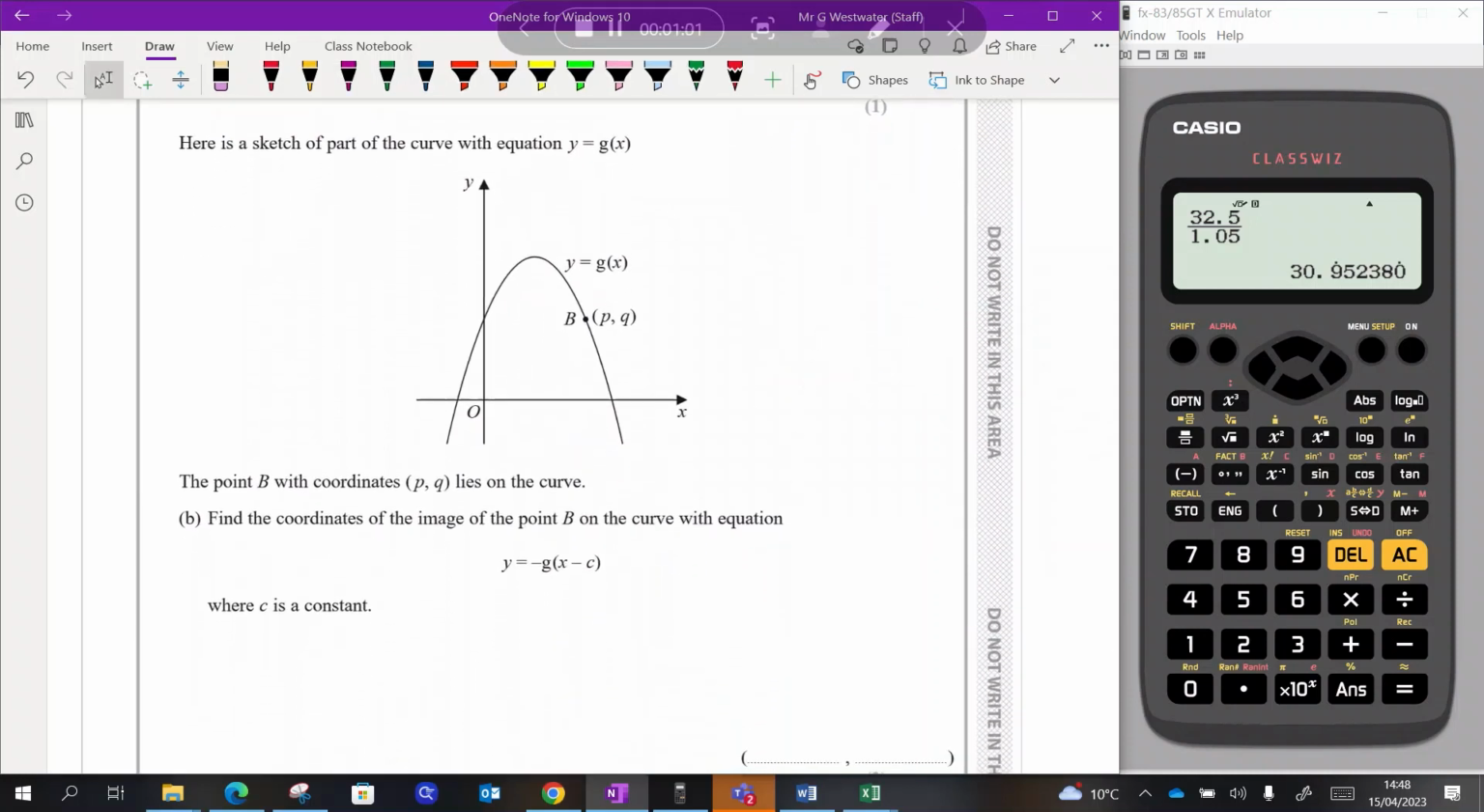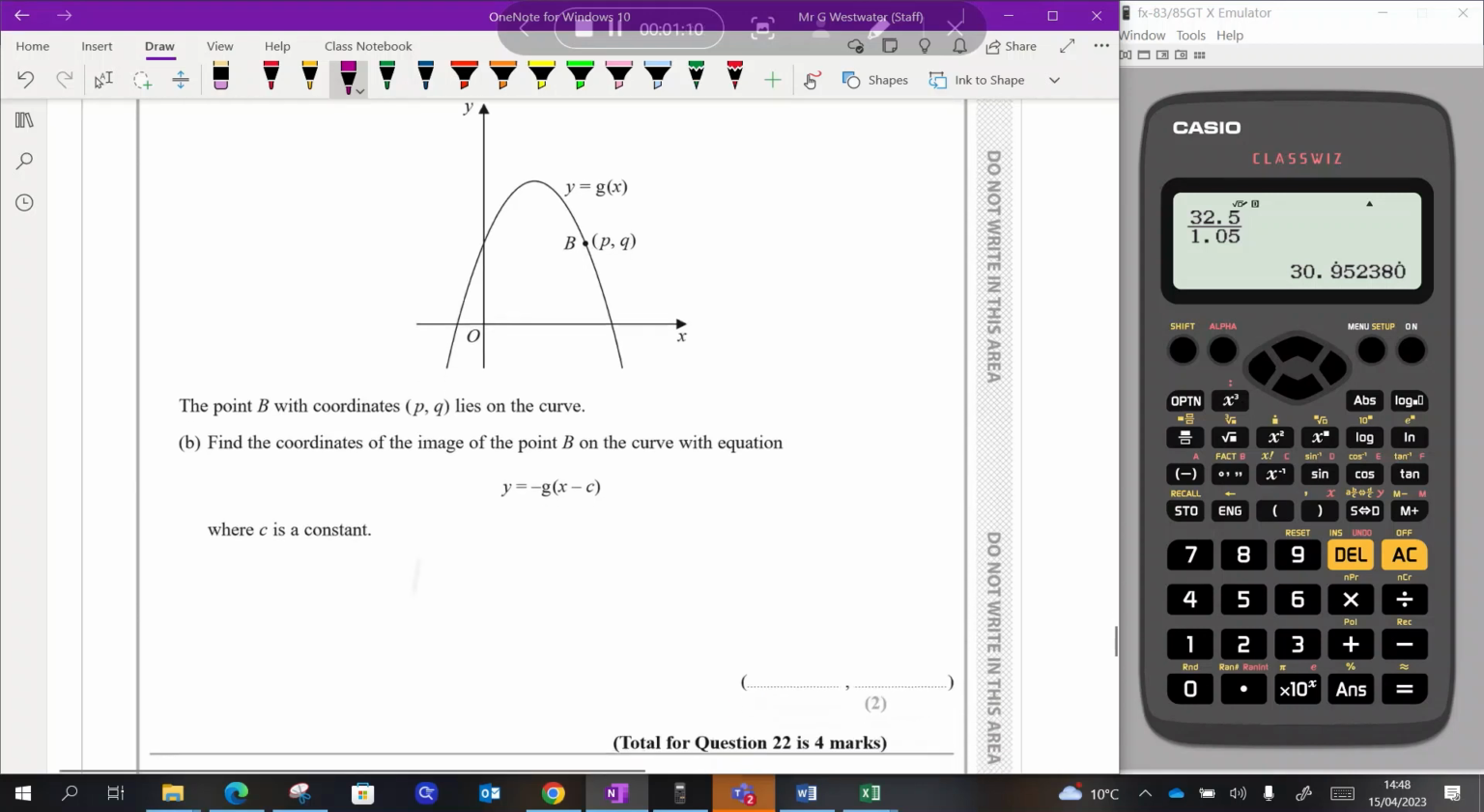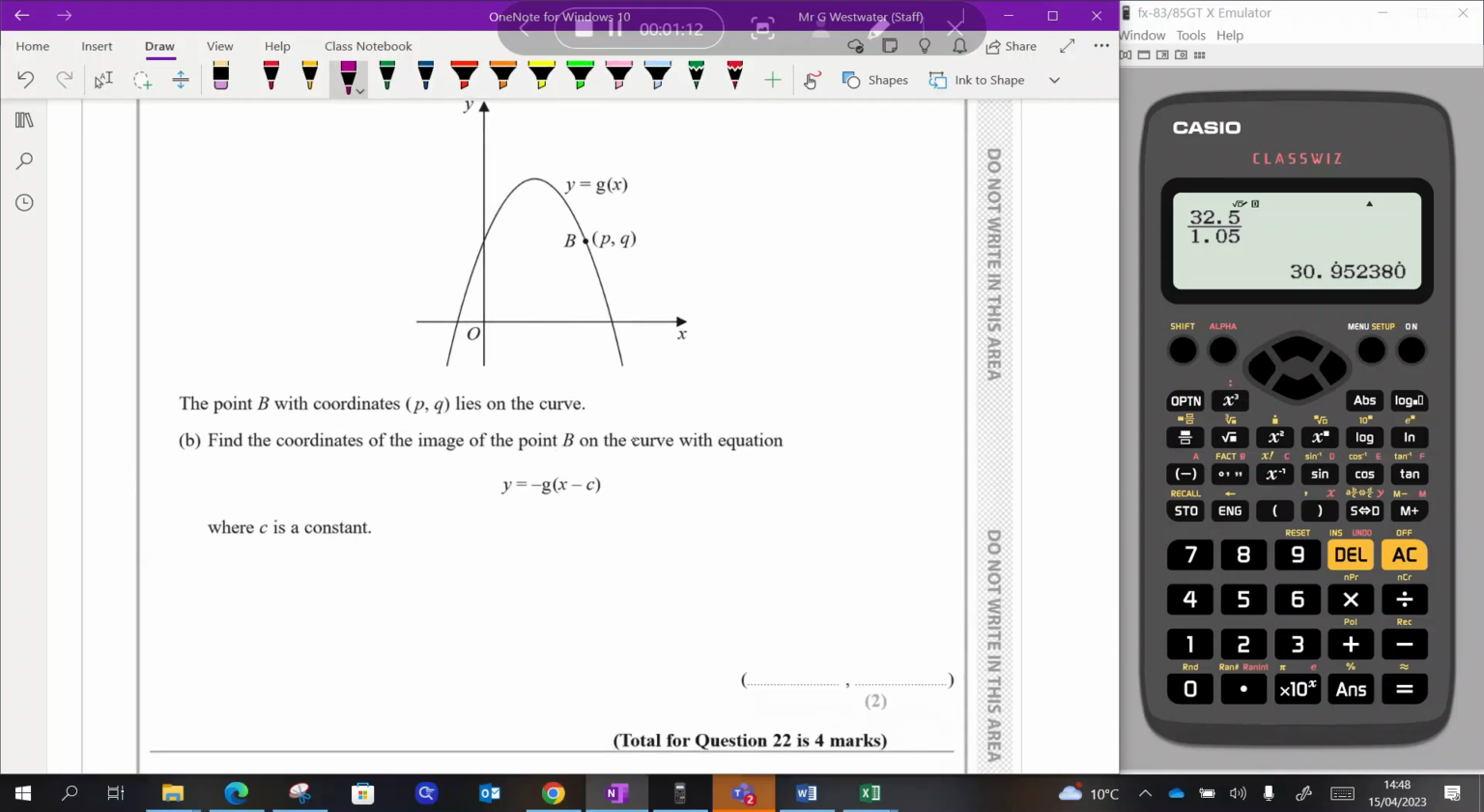Here is the sketch of part of the curve with the equation y equals g of x, and we've got the coordinates which has points P and Q. Find the coordinates of the image of the point B on the curve with the equation y equals minus g of x minus c. So this is f of x minus c. So again, if it's inside the brackets, it's going to be going horizontally and it's going to be doing the reverse of what we think. So this is actually going to be going to the right plus c. So our p coordinate, our x coordinate, is going to now become p plus c.